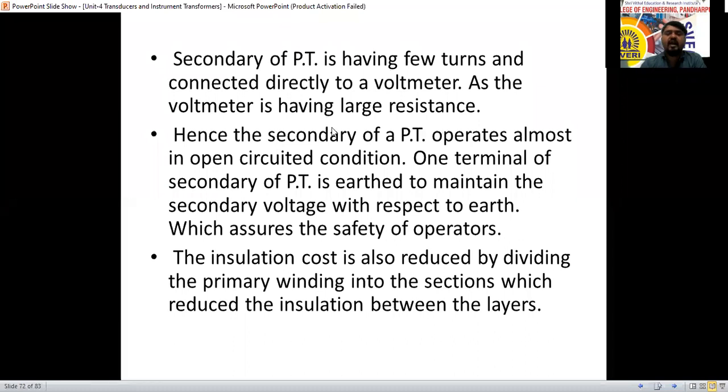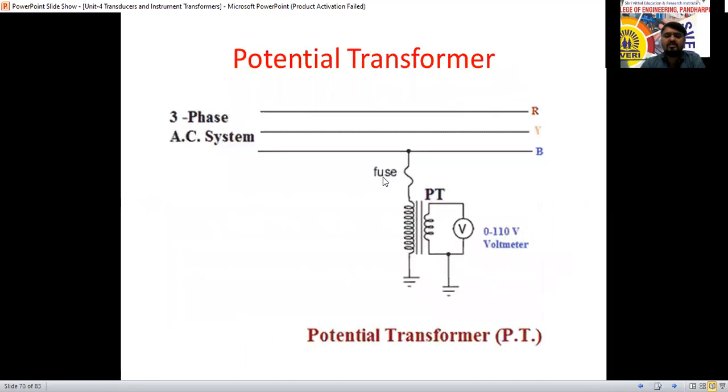It is connected directly, as the voltmeter has a very large resistance. The resistance is very large, and across that we are measuring the voltage. Hence, the secondary of the potential transformer operates almost in open circuit condition. How is it operating as an open circuit condition here?